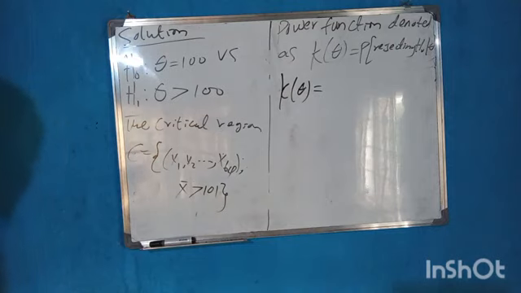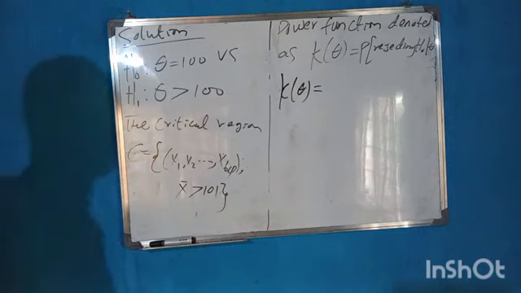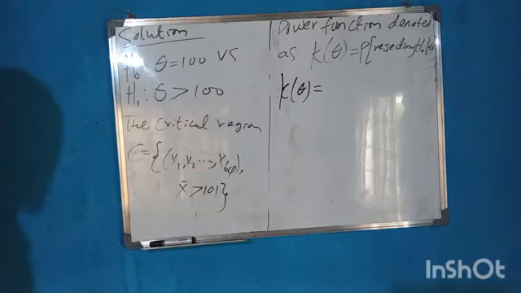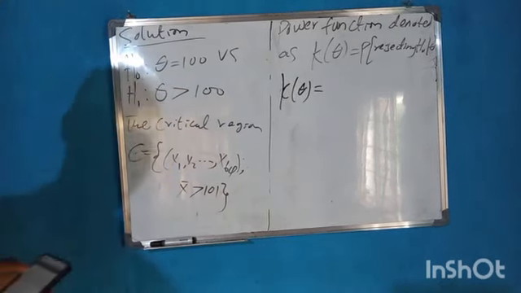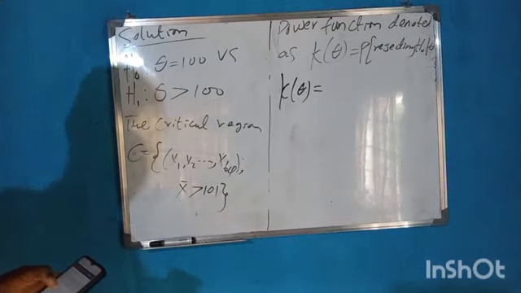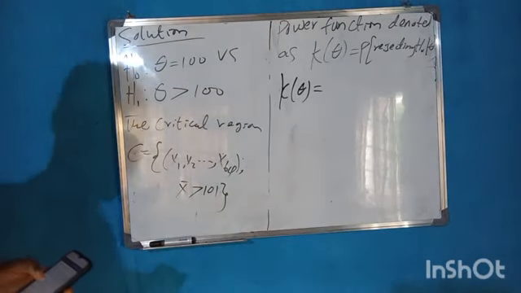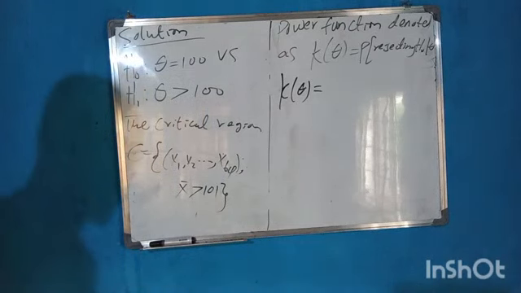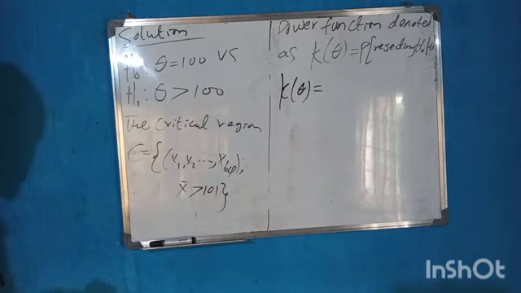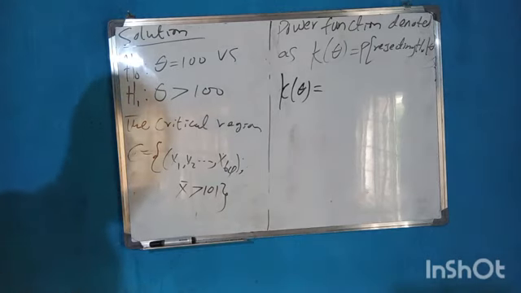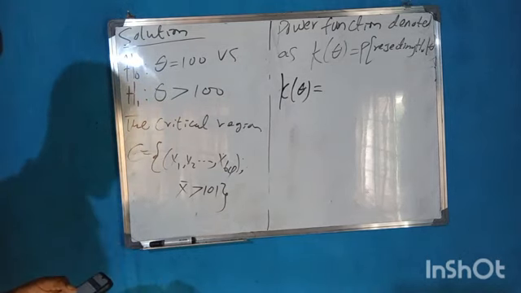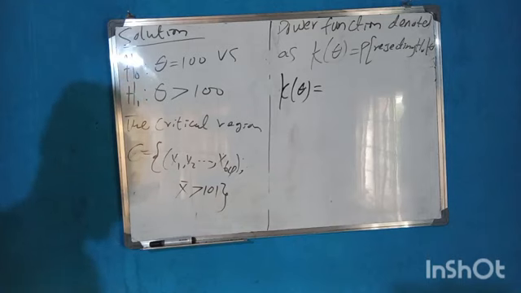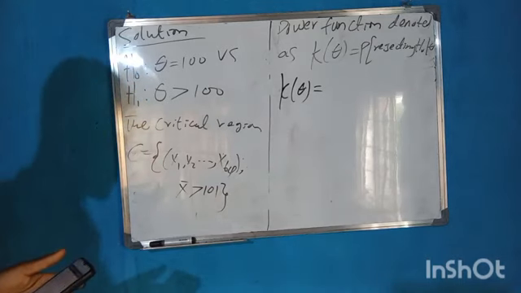Example. The question says that X, the random variable, follows a normal distribution, with mu equal to theta and sigma squared, which is the variance, equal to 36. Now to test the hypothesis H0, which says that theta is equal to 100, against an alternative hypothesis H1, which says that theta is greater than 100.